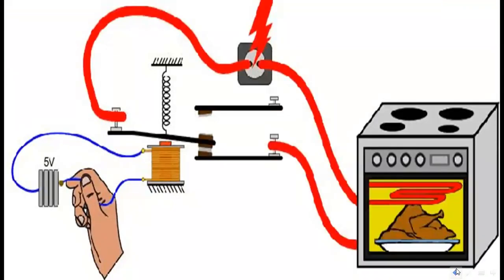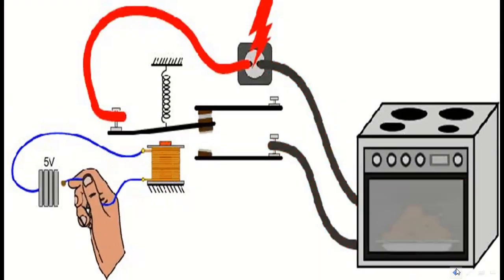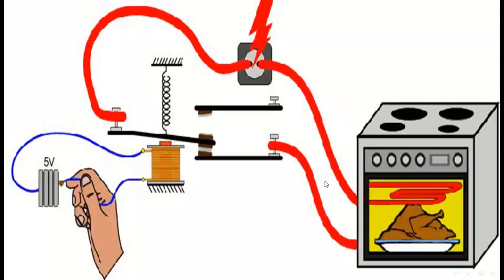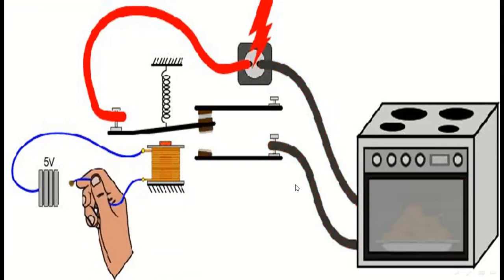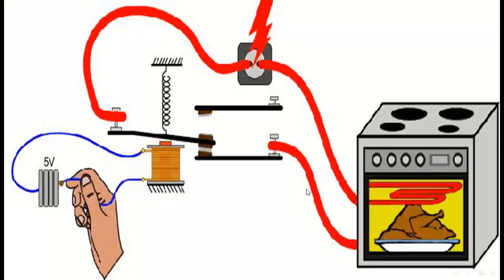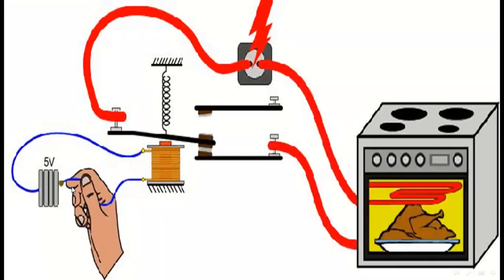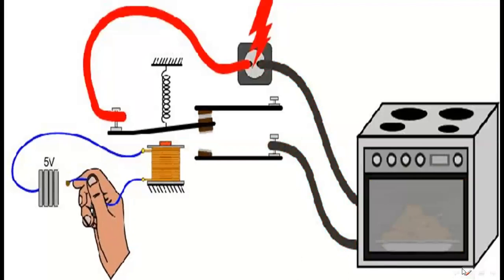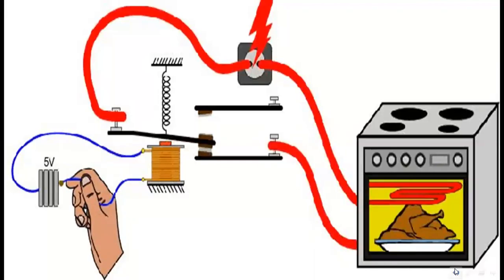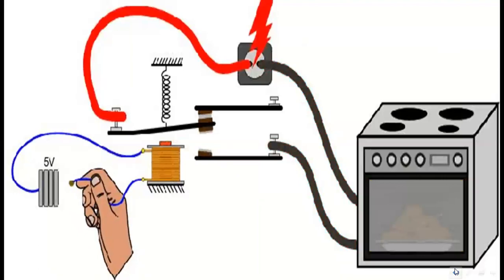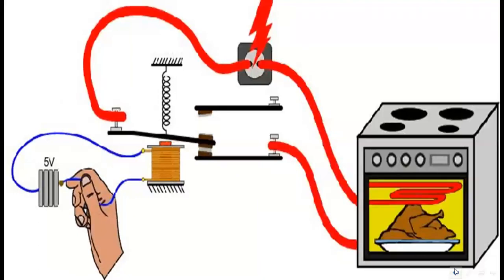Here you see, before it is an open circuit, and when it is connected, the electric current starts flowing, and your oven starts working.